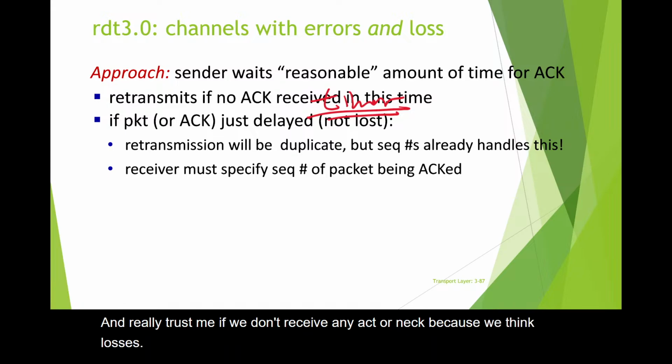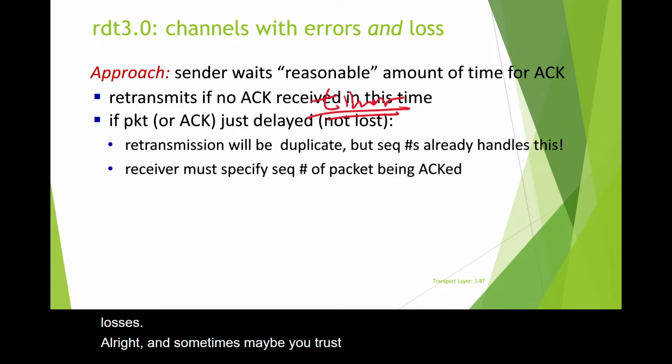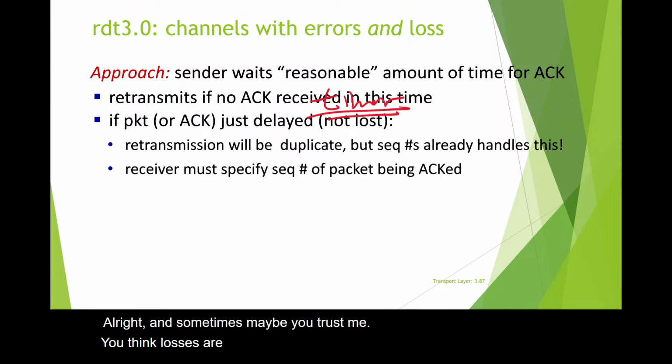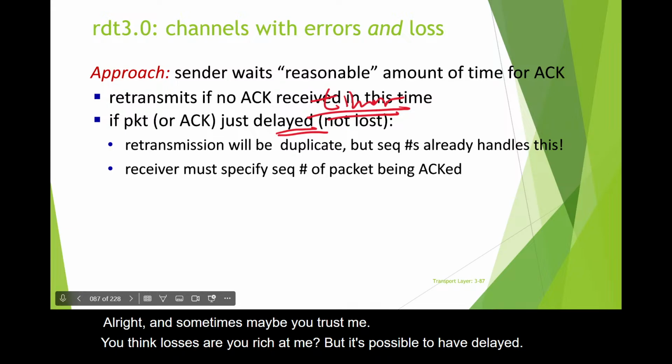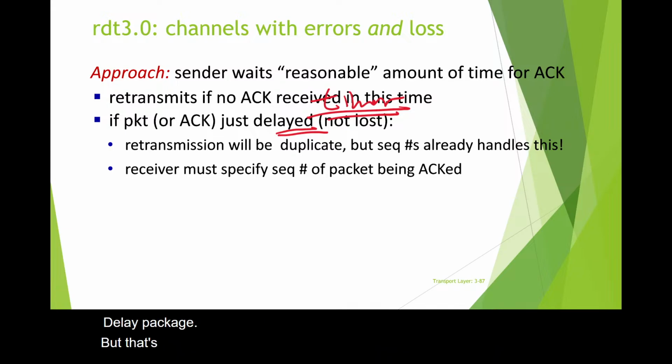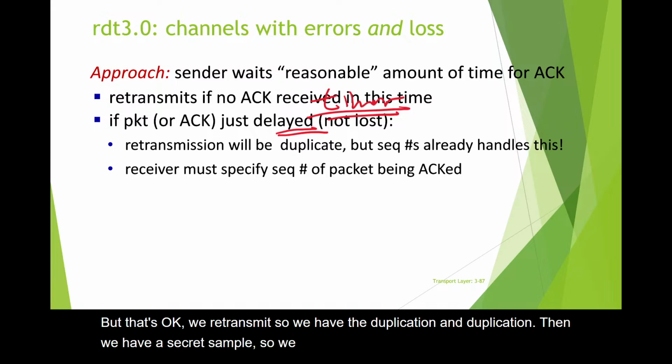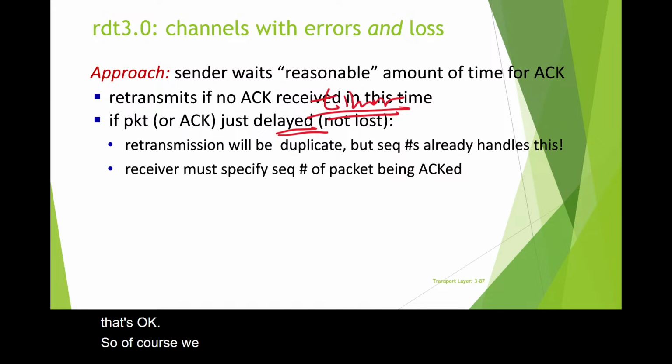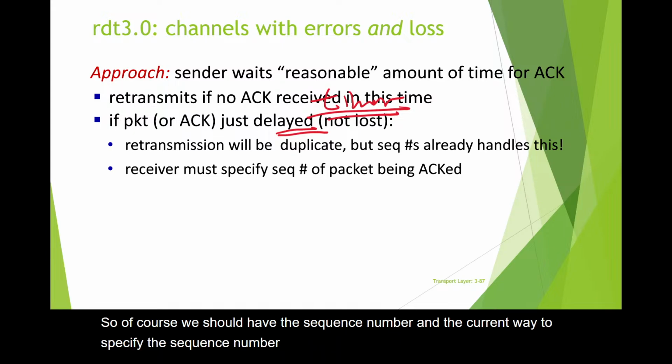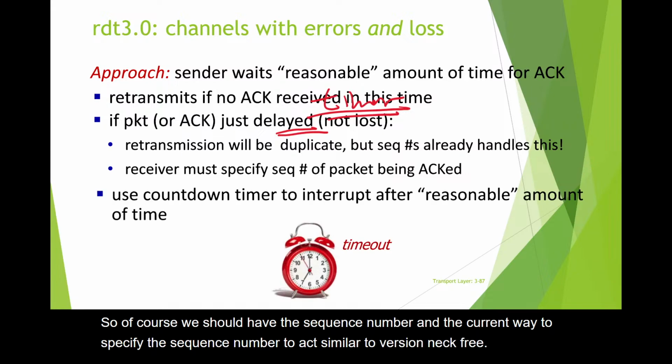And sometimes you retransmit because you think there is loss, but it's possible the packet was just delayed. But that's okay. We retransmit, so we have duplication, and for duplication we have a sequence number, so we can tolerate duplicate packets. So of course, we should have the sequence number. And the current way to specify the sequence number for the ACK is similar to the version of NAK-free.